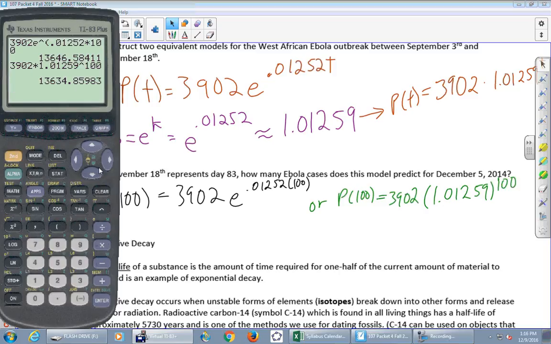Okay, so then maybe better would be to get a few more digits. How about we try this one other way? E to the, I'm typing this guy right here just to get that number. E to the 0.01252, that number, okay? Now I'm going to type in this second orange formula, 3902 times, but then instead of retyping this, I'm just going to do second answer. Fair? That's this number, and then it's this number in parentheses, and then raised to the 100th power. Okay, remember the right answer was way up here at the top, 13,646, 58411, right?